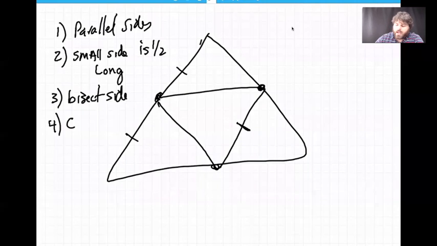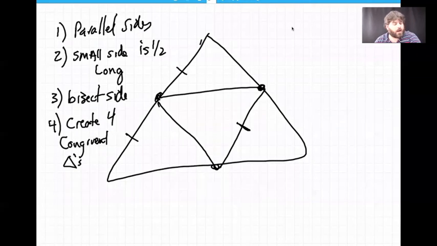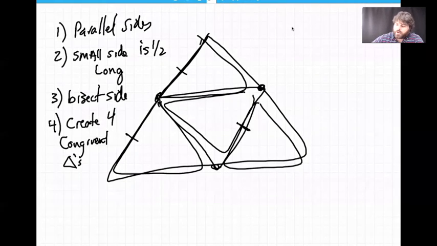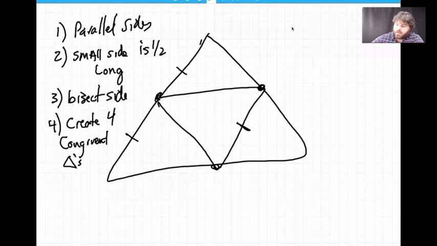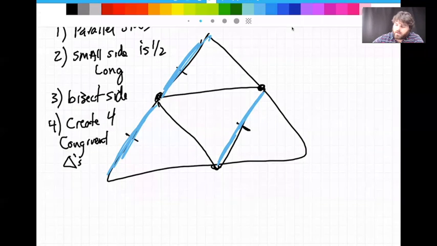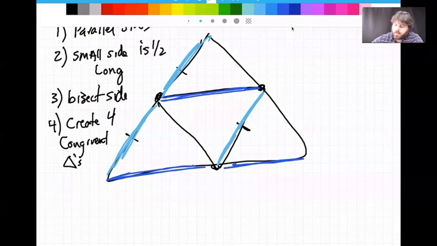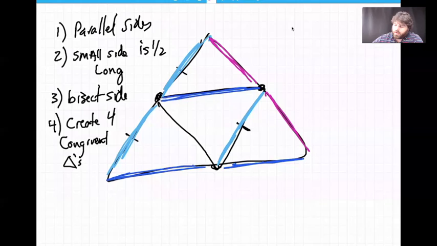Fourthly, what we do is we create 4 congruent triangles. Okay, not similar, congruent. This triangle here is identical to this triangle here, and this triangle here, and this triangle here. Now, it's kind of hard to see, but I'm going to use some color coding here to show you. If this side is equal to this side and also equal to this side, well, that means that this side is equal to this side and this side. And thirdly, this side and this side are equal, and they're also equal to this side.